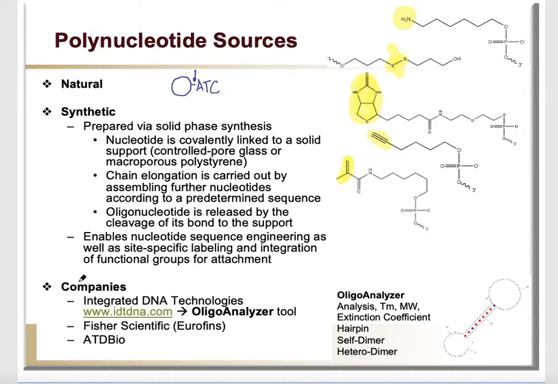One of the main companies that you can obtain DNA from is going to be Integrated DNA Technologies. I have worked with a couple of companies and I have found that they are the most reliable. This is their website, and one cool thing that they have and that I hope that you guys take a look at is OligoAnalyzer. So this is a tool that actually provides you a lot of information. If you just type in the sequence that you are interested in, it's going to analyze it to provide you with the estimated melting temperature based on the sequence. It's going to give you the molecular weight, the estimated extinction coefficient.